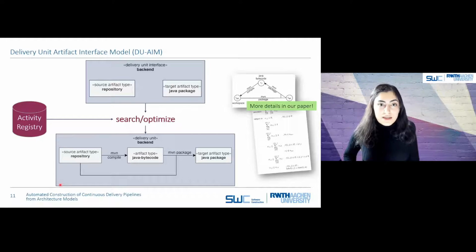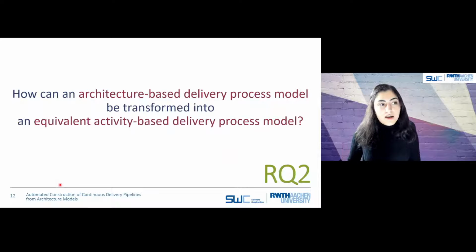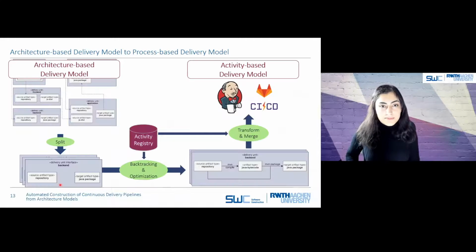This leads us to our next research question. How can an architecture-based delivery process model be transformed into an equivalent activity-based delivery process model? This is crucial so that common delivery systems can actually execute what we model. To answer this, we designed a model-to-model mapping procedure, which we will describe in the following.